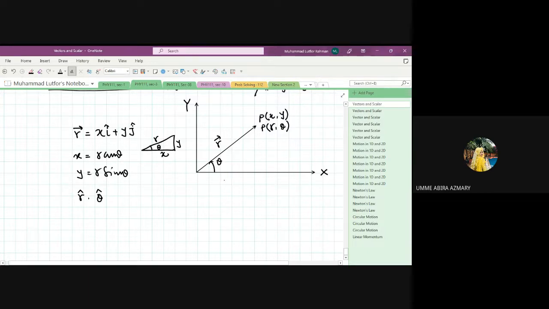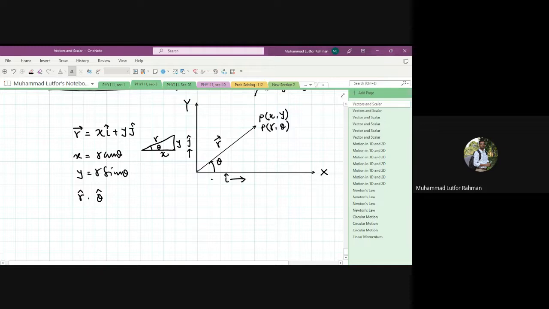The direction of i was on the x-axis, and j was on the y-axis. Which direction is it? If you say clearly, it would be towards the positive x-axis. Yes, exactly. That means i hat is towards the positive x direction and j hat is towards the positive y direction, right? Yes, sir.